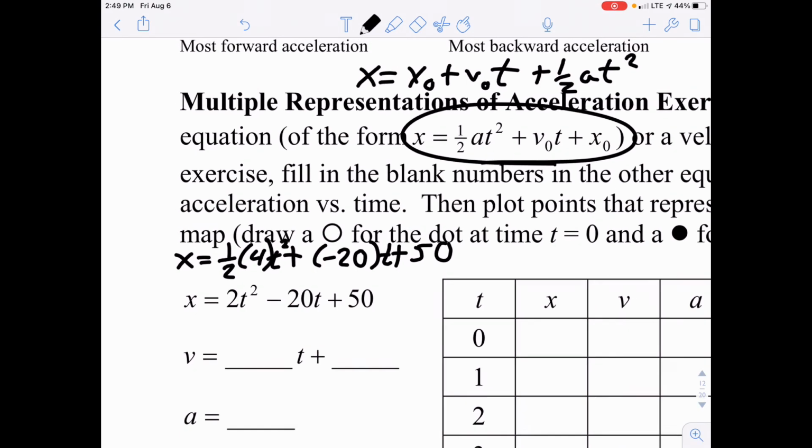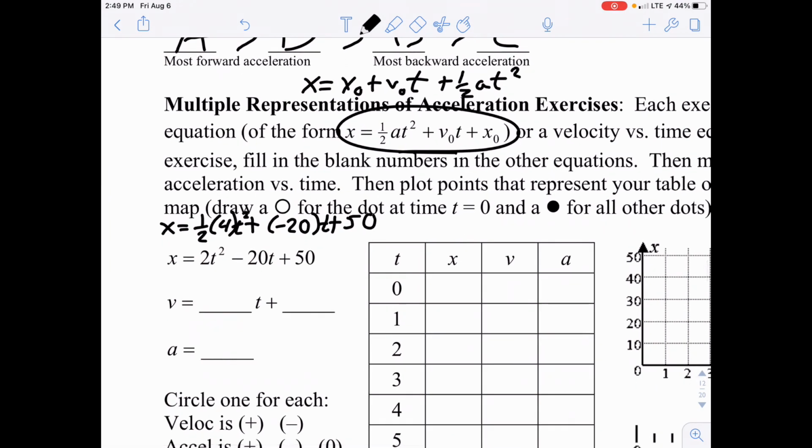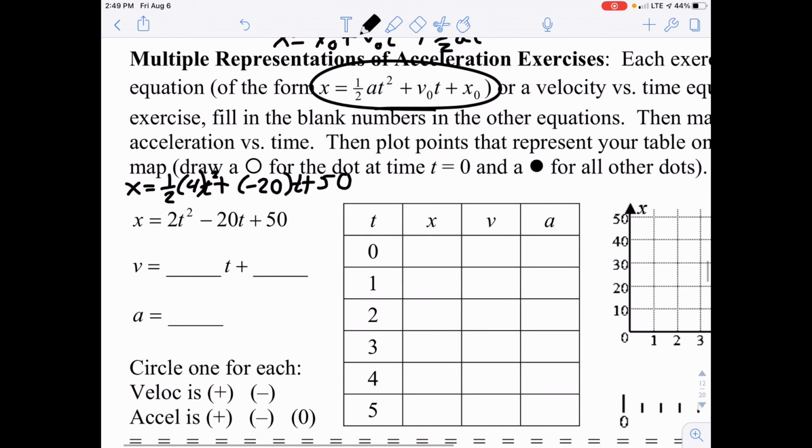All right. Now what I'm going to do is I'm going to fill out my position values, okay? And here's what I get. I'm starting initially, if I plug in 0 for here and 0 for here, you can see I just end up with x equals 50. So at time equals 0, x equals 50, okay? So we're kind of starting there.